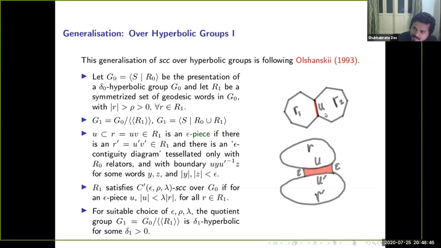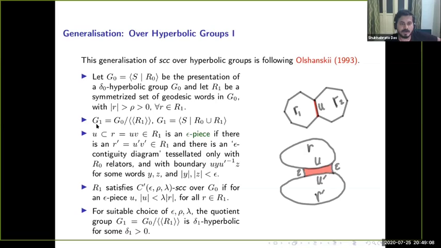So this is a relator. In this description, U fits somewhere. This is another relator. In its expression, U fits somewhere else. So there is a piece where two relators overlap on their boundary, along subwords.